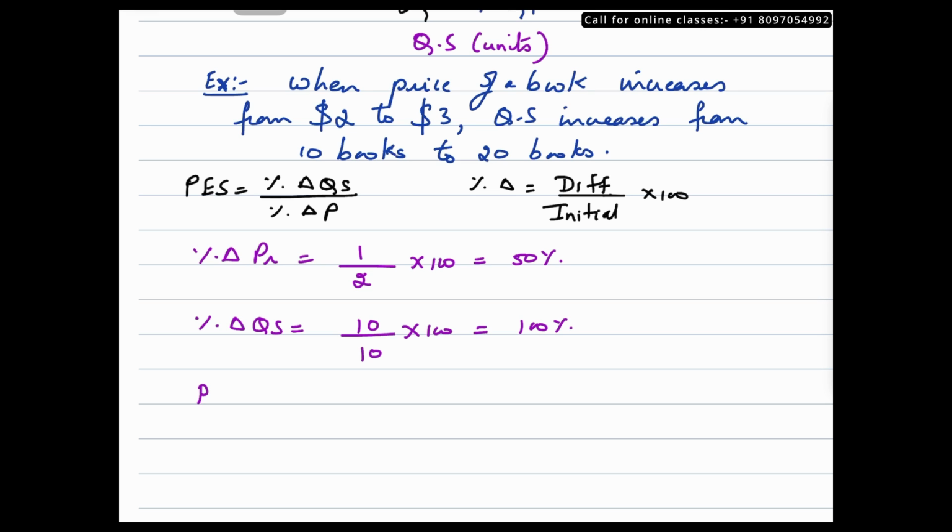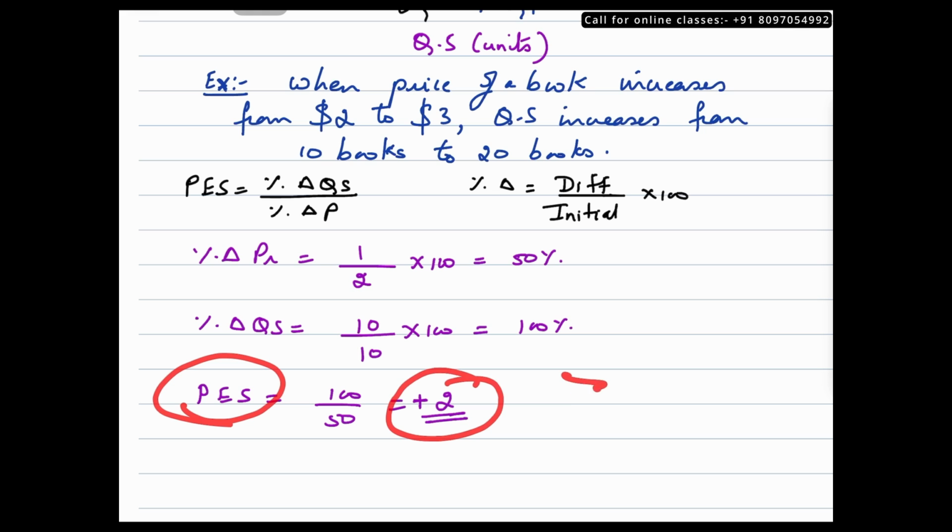So when we put the values in the equation, it's 100 over 50, which is 2. Now I did not write the plus sign here, you can ignore it. The plus sign only indicates that supply and price are positively related. So according to this example, the value of PES is 2, which is greater than 1, making the price elasticity of supply highly elastic.